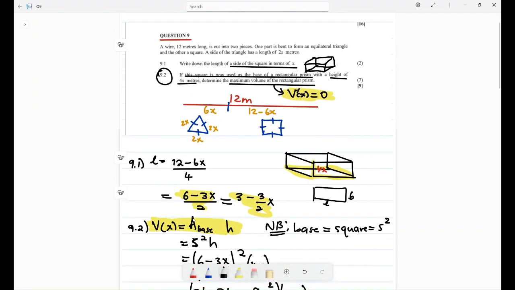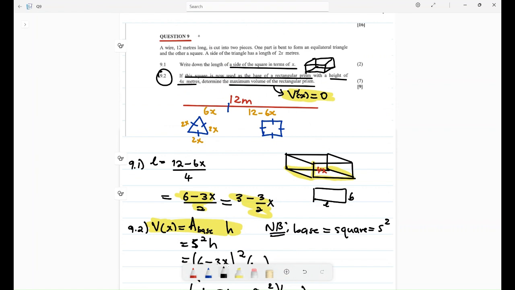So that's all for optimization of question 9 in this May June 2023 question paper. Let's move on to question 10.